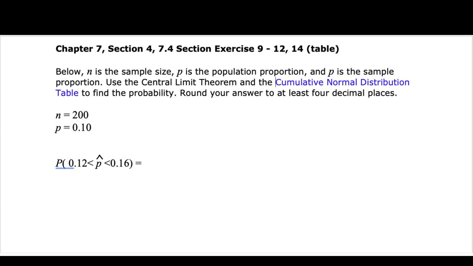In this problem, we are asked to use the central limit theorem and the cumulative normal distribution table to find the probability. We're given a sample size and a population proportion, and we're asked to find the probability that the sample proportion falls between 0.12 and 0.16.